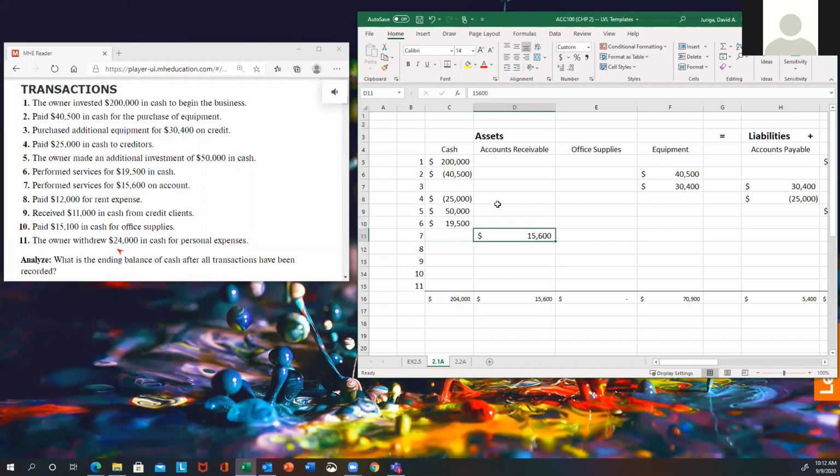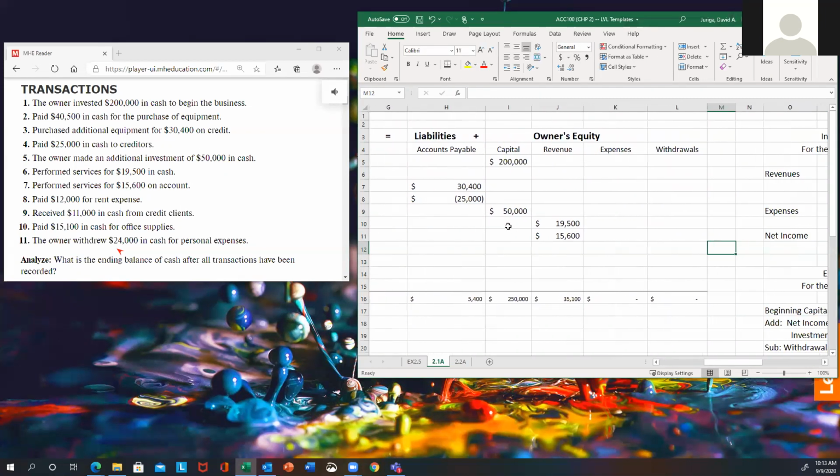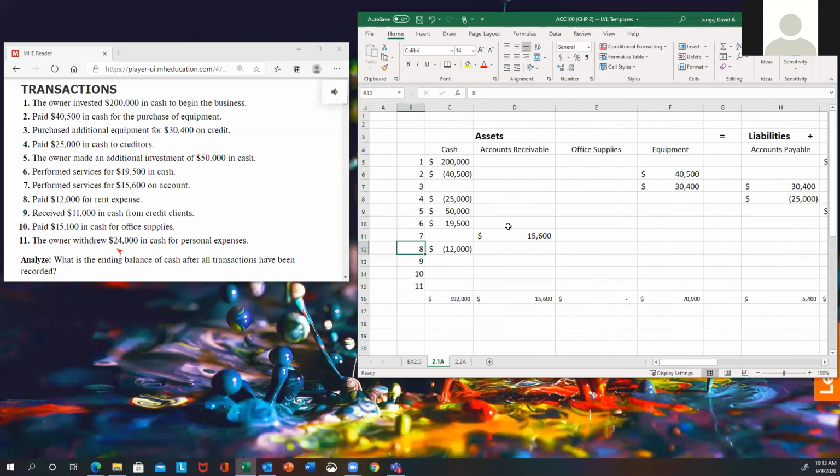Well, and then later on, we'll see this. I think it's on transaction number 9. At some point in time, we should start to collect some of that 15,600. It'll start to come in as the customers start to pay us. All right. Number 8, paid rent expense, 12,000. You'd say reduce cash 12,000. And for now, I always put a minus for the expenses just to make sure you know that's going to reduce equity. So a minus 12,000 expense and a minus 12,000 cash.